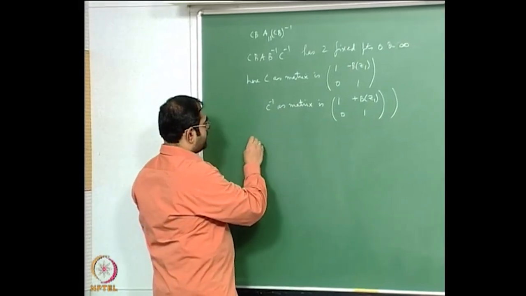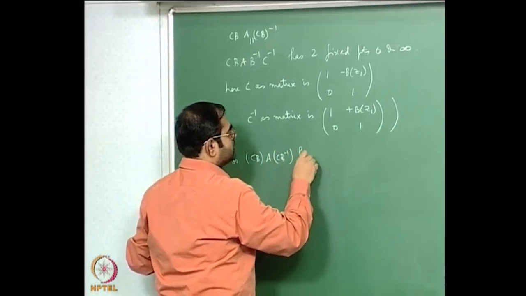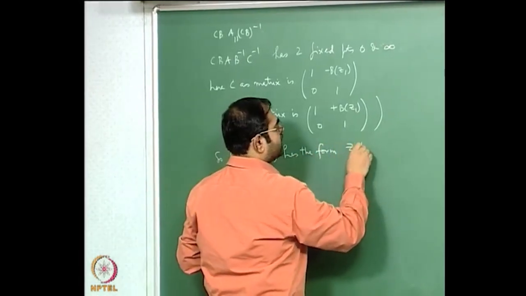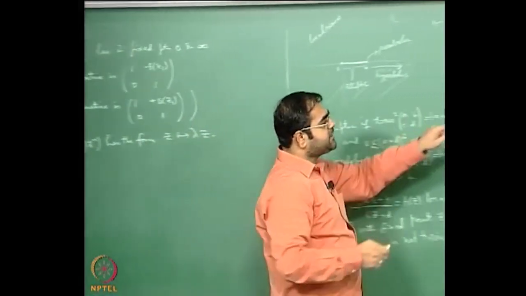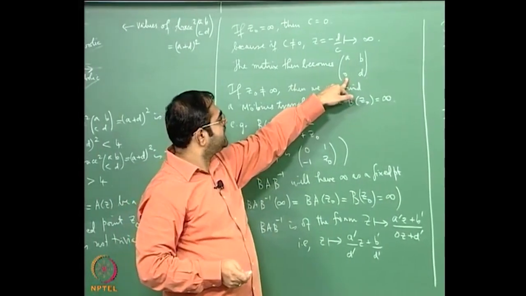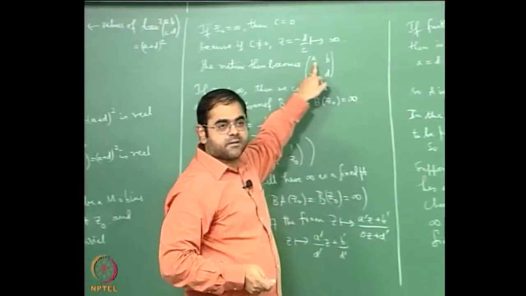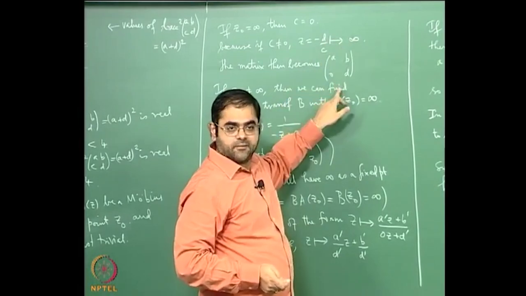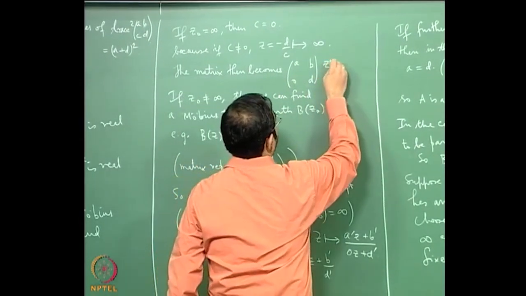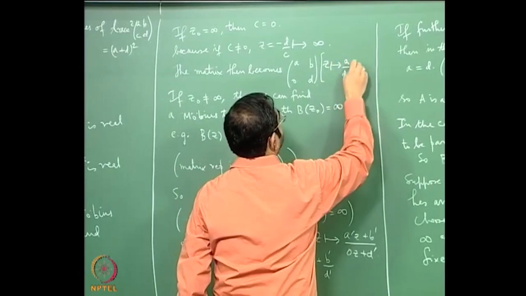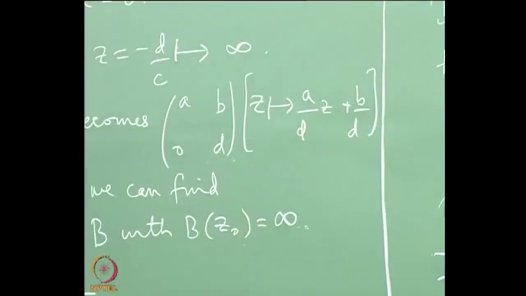Okay, so you see C B A (C B) inverse has the form Z going to lambda Z. Okay, if infinity is a fixed point, already C is 0. And the Moebius transformation becomes A by D times Z plus B by D, Z going to A by D Z plus B by D, all right? That's what this means. It comes to this form, all right? If infinity is a fixed point.